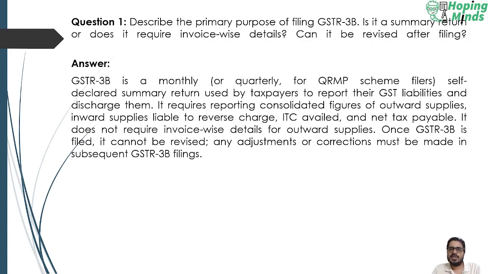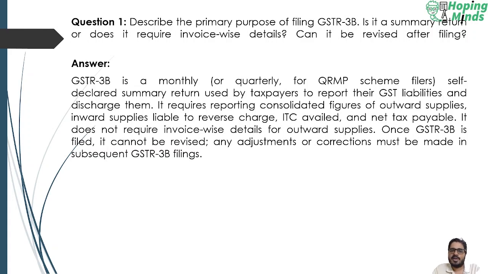So the purpose of filing GSTR 3B is to discharge the ultimate GST liability arising due to outward supply of goods or services. So the amount that has been disclosed as sales in GSTR 1 return and the corresponding GST amount that has been disclosed in GSTR 1 return will be paid off in the GSTR 3B return. So GSTR 3B is a monthly or a quarterly return for quarterly return monthly payment scheme filers.